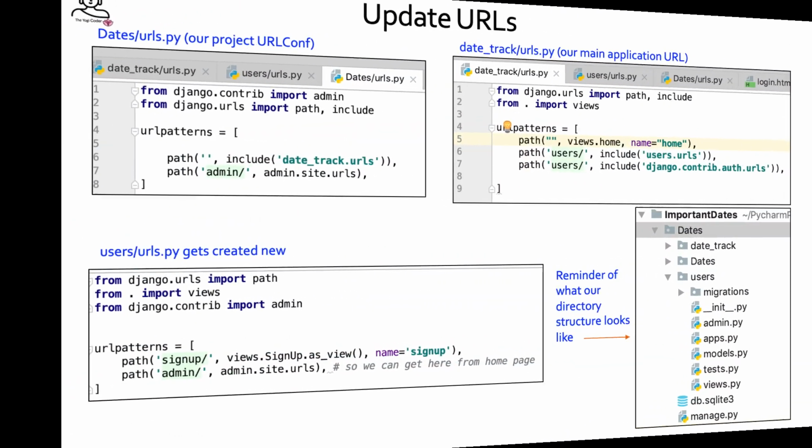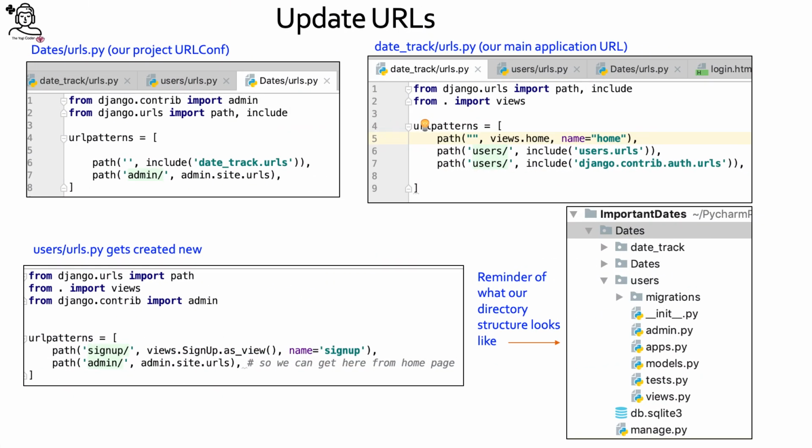We want to update all the URL configurations inside our projects and our application. So we'll start on the upper left-hand side with dates. We'll already have the path include date_track.urls from before, but make sure we have the admin.site.urls registered there if we don't have that already. And then we'll go to the right. Now the date_track, this is for our main application. We want to make sure that we have our path views.home, name equals home. We'll have that already, but the path users include users.urls and include django.contrib.auth.urls there.